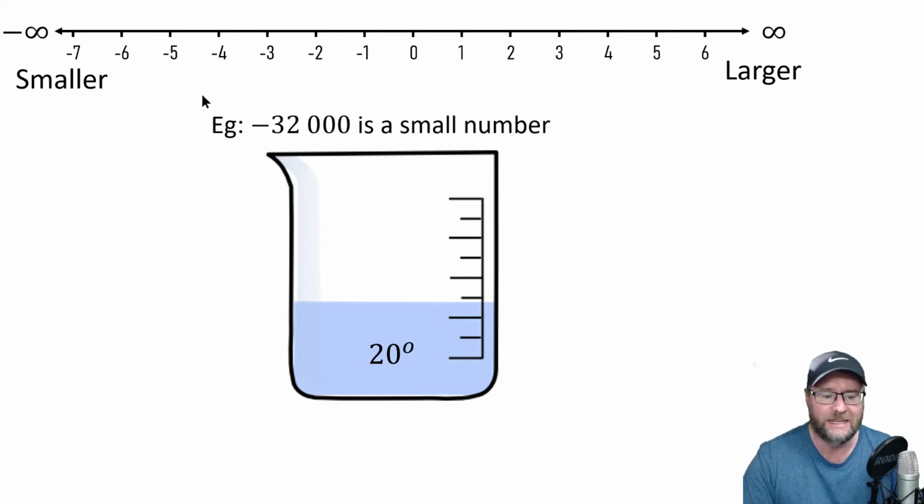So for example, negative 32,000. Now that's got a lot of digits in it. It looks quite big to write. But because it's a negative, it's way, way, way down the left here. So we say it's a very, very small number.